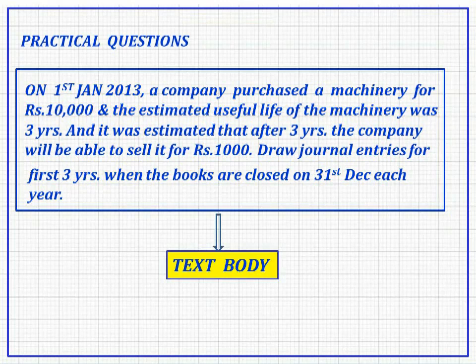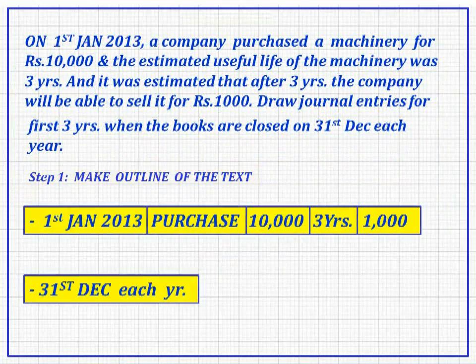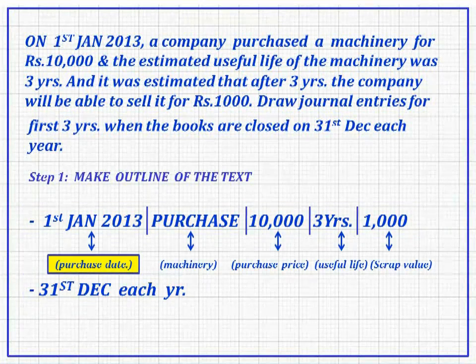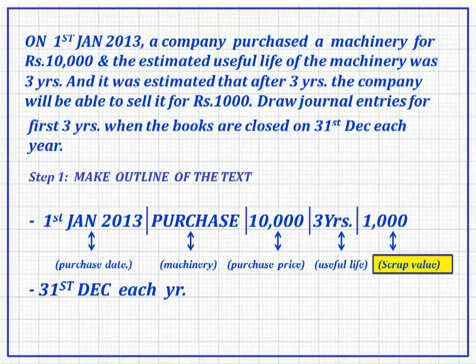First of all, let us make the outlines of this question. 1st January 2013, purchased, 10,000, 3 years, 1,000. In the next line, 31st December each year. What it means? This machinery has been purchased on 1st January 2013 for Rs 10,000 and the working life of this machinery was 3 years and the scrap value of this machinery was 1,000. The books are closed on 31st December each year.